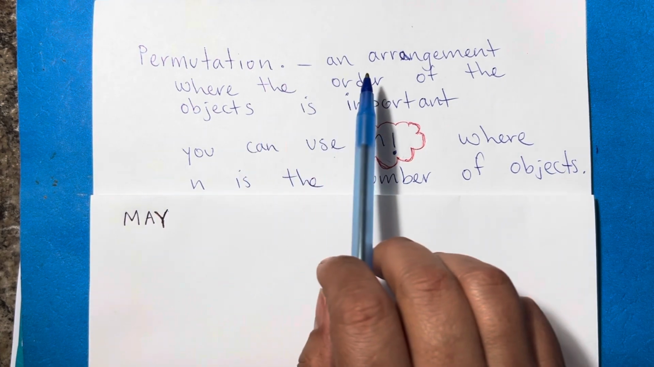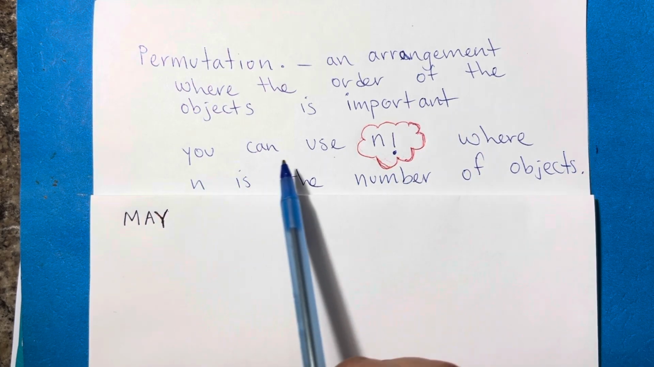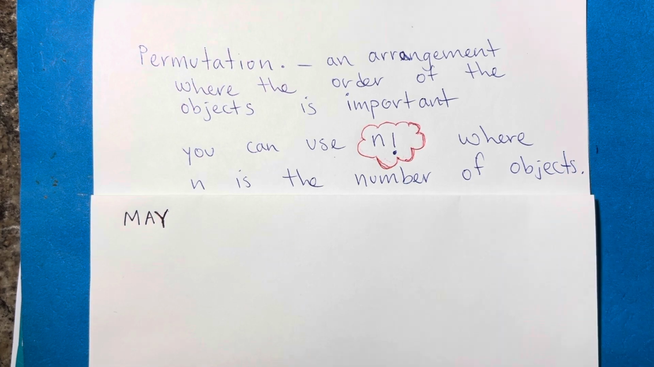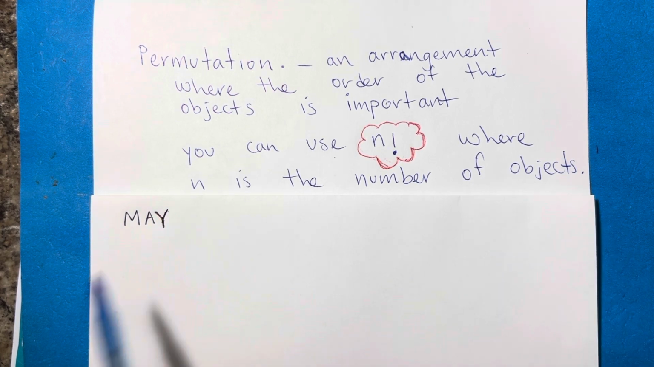A permutation is an arrangement where the order of the objects is important. You can use n factorial, where n is the number of objects. And so let's say that we put the letters of the word MAY, M, A, and Y, in a bag and then get each letter out without replacing it. So it's similar to what we found for the sample space.